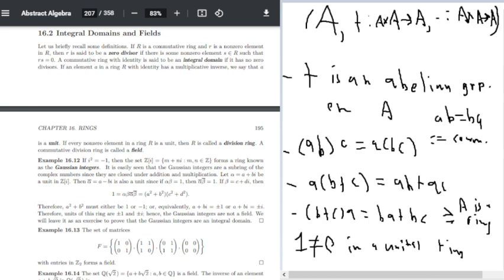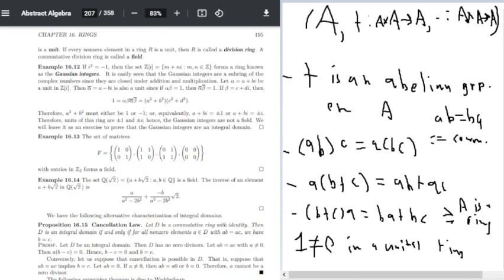Integral domains and fields. Let us briefly recall some definitions. If R is a commutative ring, and r is a non-zero element in R, then r is said to be a zero divisor if there is some non-zero element s in R such that rs is equal to 0. A commutative ring with identity is said to be an integral domain if it has no zero divisors. If an element a in a ring with identity has a multiplicative inverse, we say that it is a unit. If every non-zero element in a ring R is a unit, we call it a division ring, and a commutative division ring is called a field.